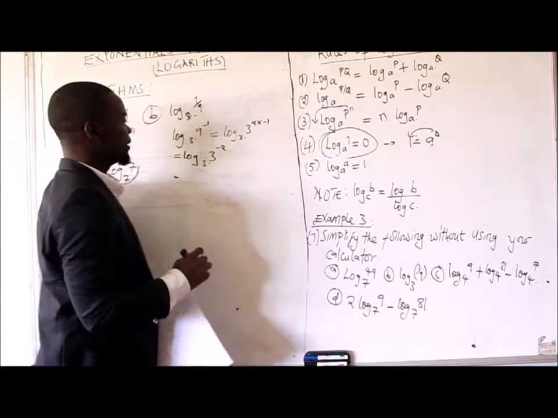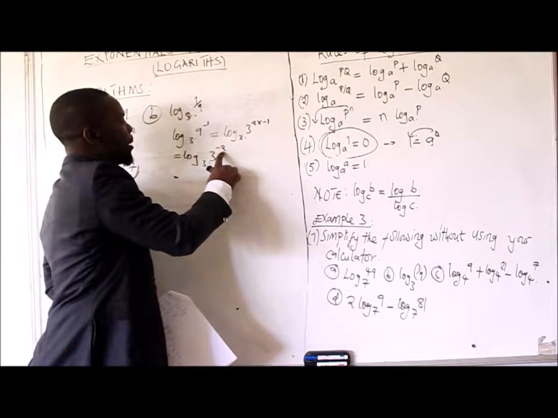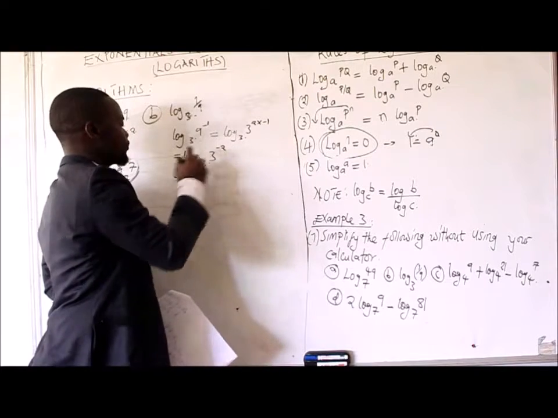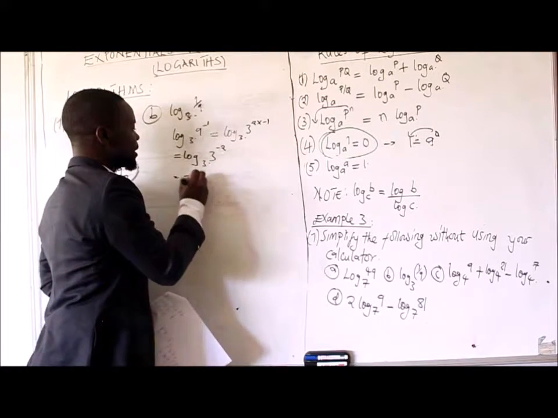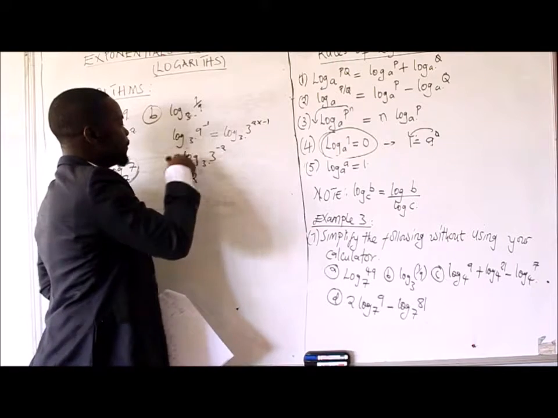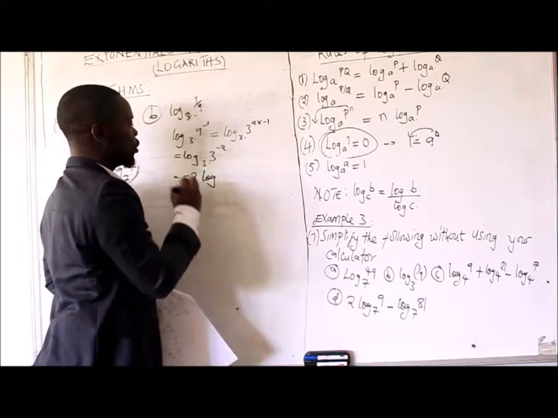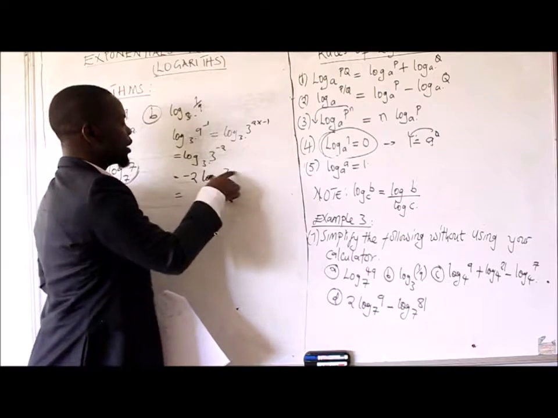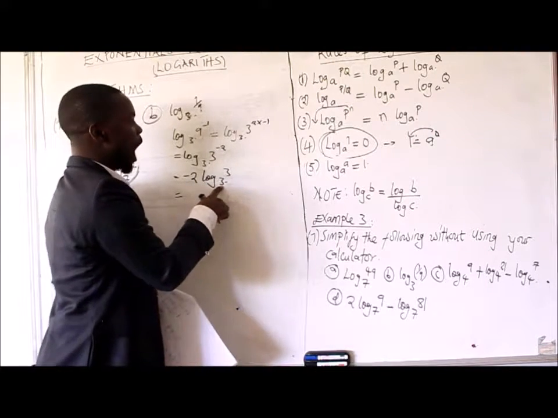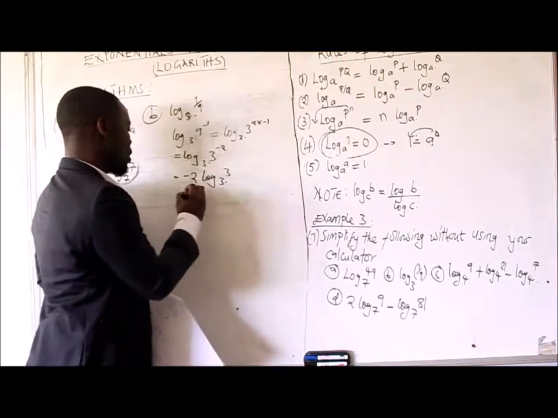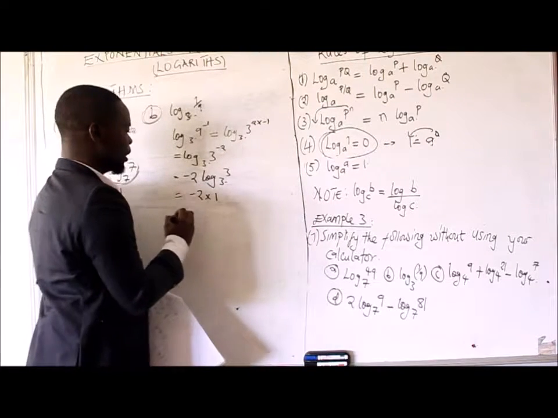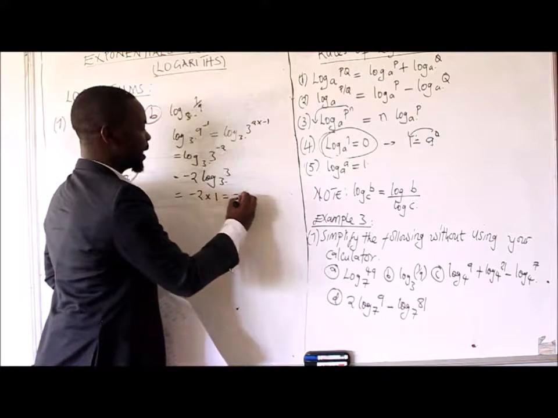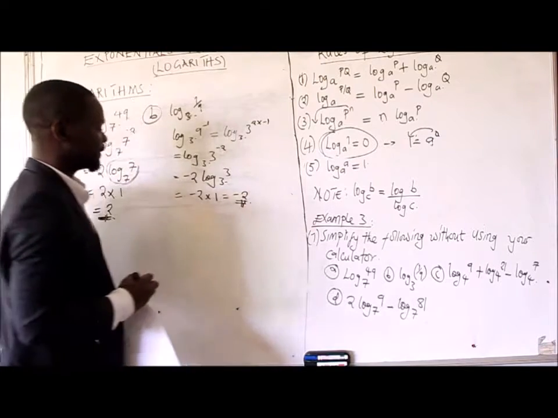Rule 3 is saying, because we have got a power this side, we are going to write it in front of, or before, the log. Then we have log 3 base 3. Now, since the logarithm and the base are the same, according to rule 5, then we have got 1. Negative 2 times 1 is negative 2. So this is our answer.